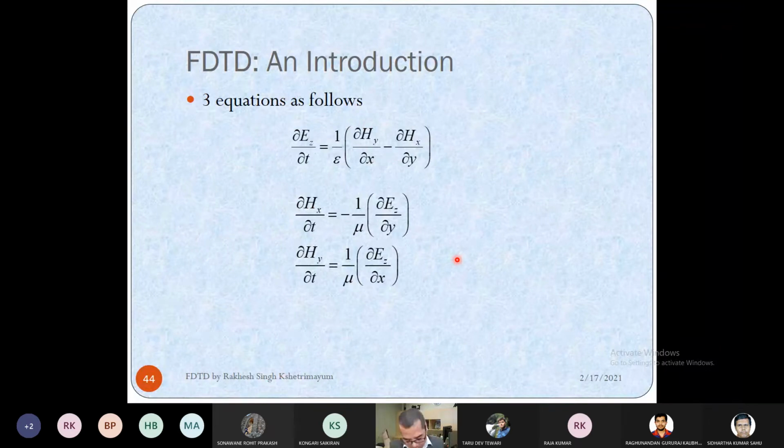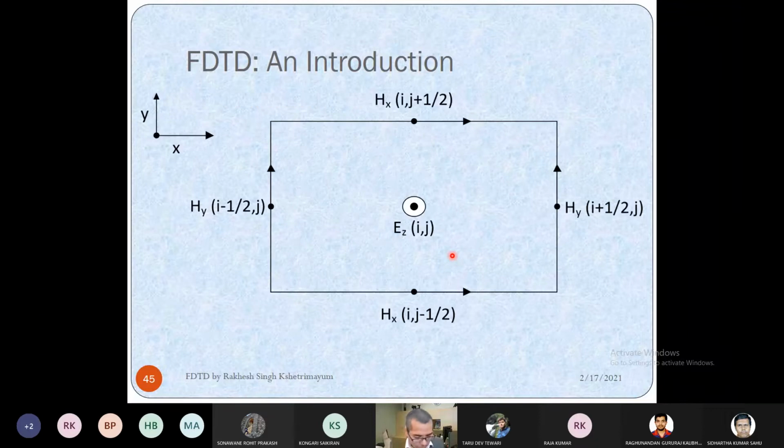Just like in the 1D case, I showed you one diagram where you calculate Ex at n plus half based on the value of Hy at n and Ex at n minus half. That diagram is the most important part of FDTD for the 1D case. Just like that, there is a diagram you need to understand and remember for the 2D FDTD case, if you want to write the program properly and understand it properly.